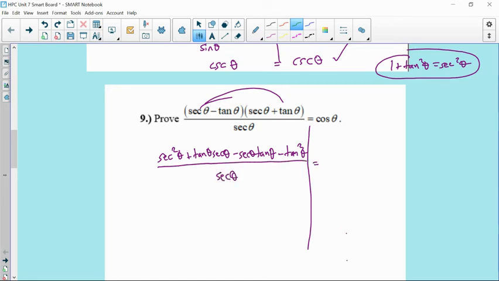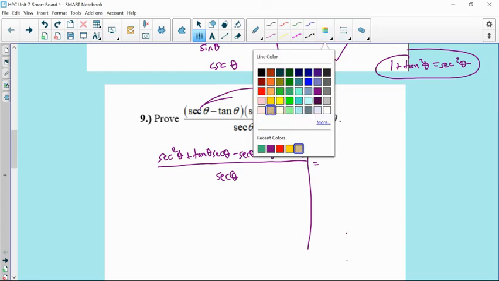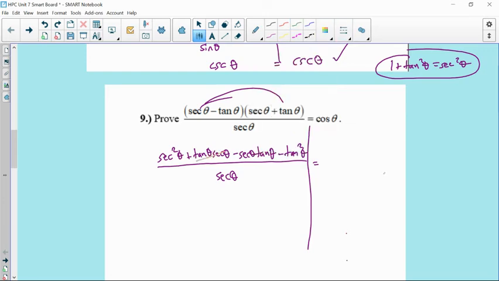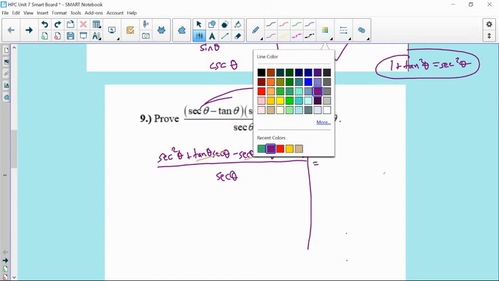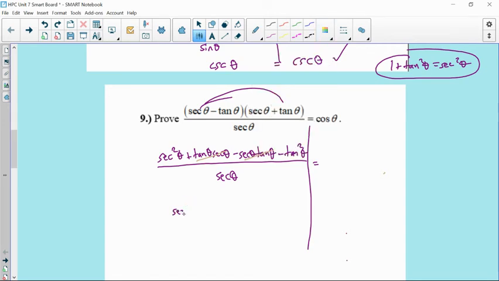And we're not changing anything. Now, perhaps you knew that the middles were going to cancel, so your first step may have been secant squared theta minus tangent squared theta all over secant of theta, which is fine. And now I'm thinking about this Pythagorean identity. What does that equal?